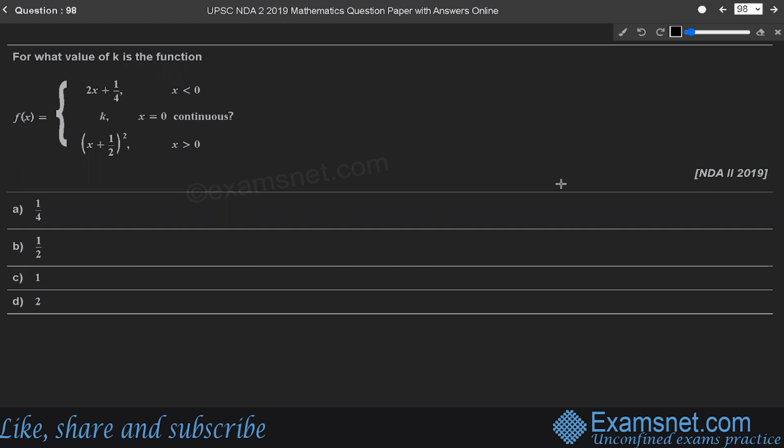So we have to find for what value of k this function is continuous. A function is continuous when f of x is equal to the left hand limit is equal to the right hand limit. So first let us calculate the left hand limit. Left hand limit will be equal to the limit as x tends to 0 minus of f of x. So it will be equal to the limit as x tends to 0 minus of (2x plus 1) by 4.